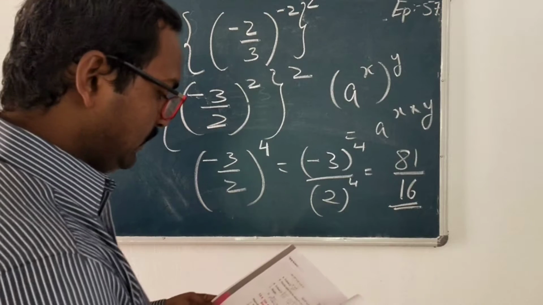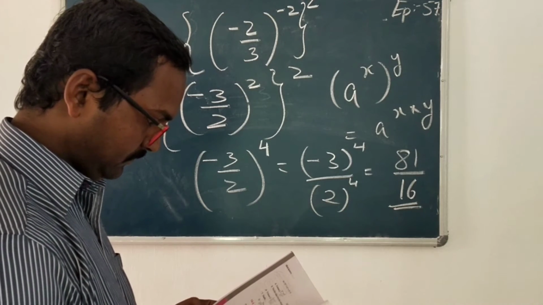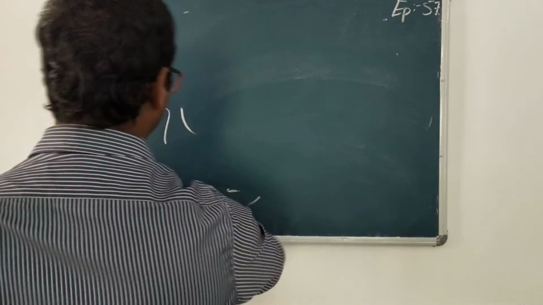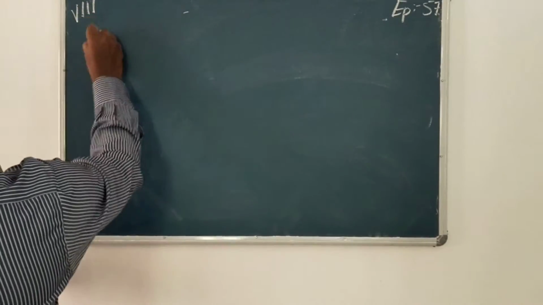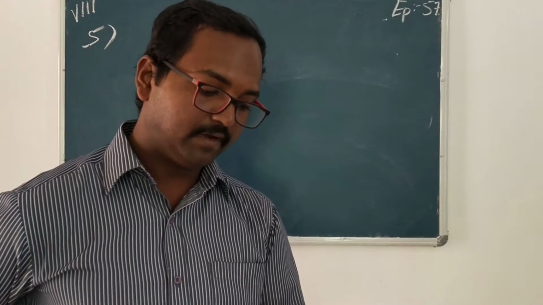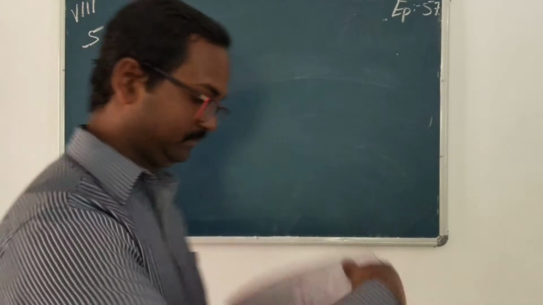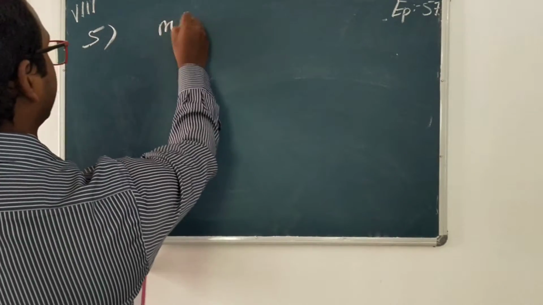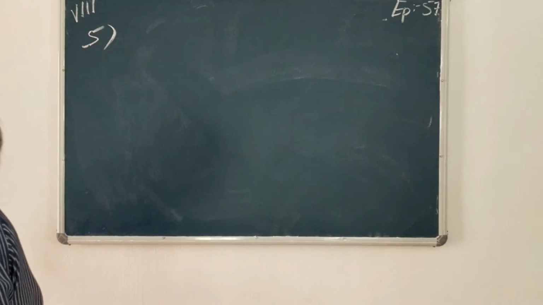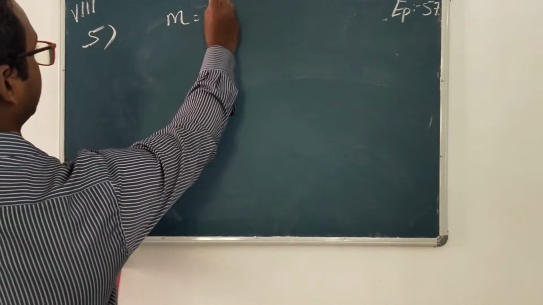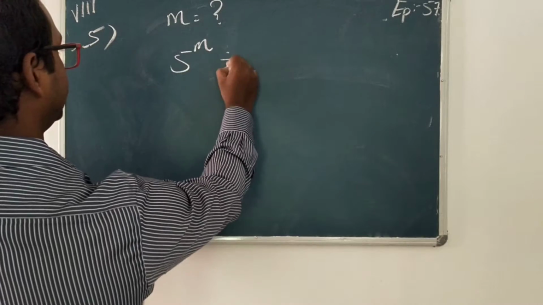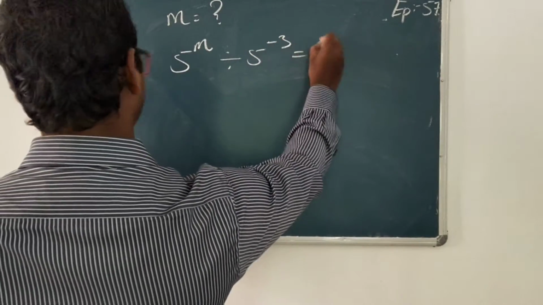Okay, now let's start with the fifth question. Let me read it out: find the value of m for which 5^m / 5^-3 is equal to 5^-5. We have to find the value of m, for which 5^m / 5^-3 is equal to 5^-5.